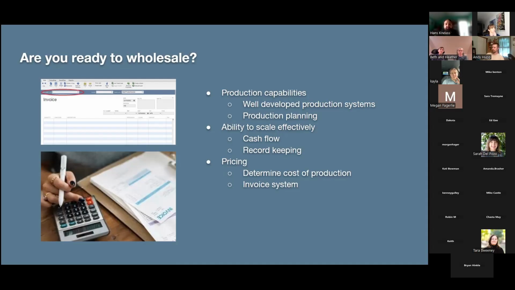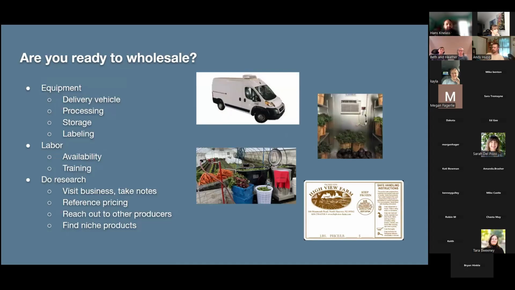And then you want to make sure you have some type of invoice system. QuickBooks is one of the bigger ones, but there's quite a few lower cost, cheaper options out there. You just want to have that in place. What else might you need to start in the wholesale market? Equipment's a big one. Having a delivery vehicle. It doesn't always have to be refrigerated, but some sellers do require that.